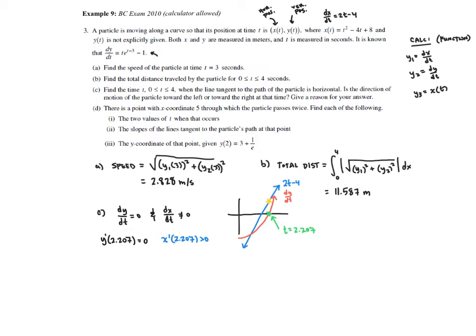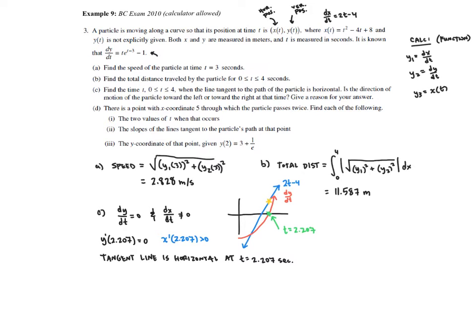This is the time at which the tangent line is horizontal. So the tangent line is horizontal at t equals 2.207 seconds.